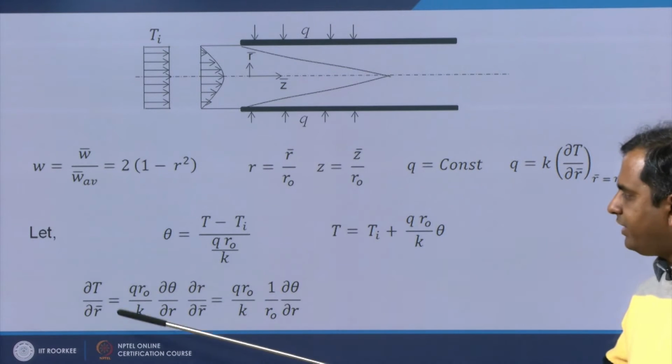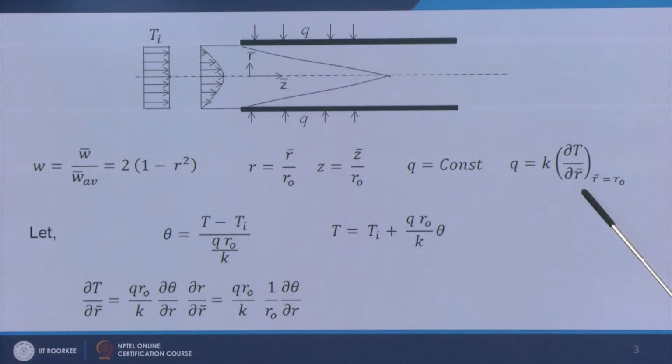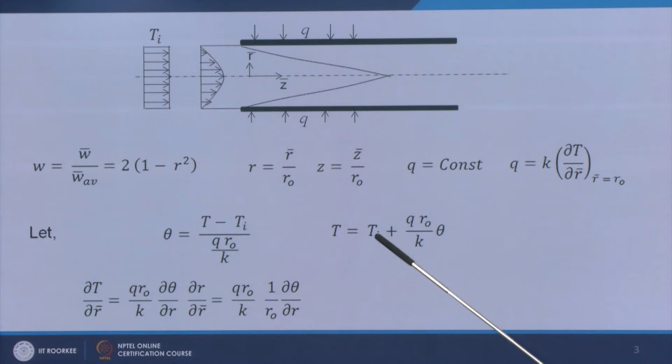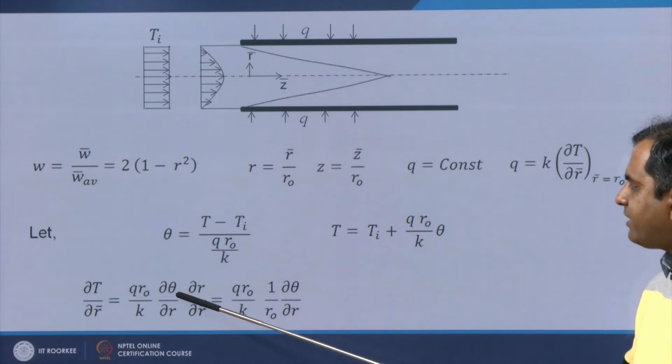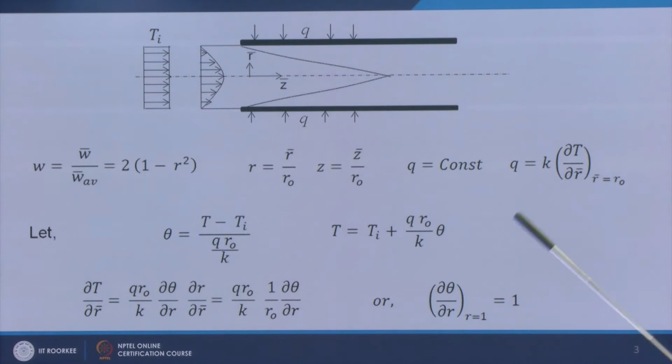Let us find the derivative of temperature with respect to r first, because we will require del T del r bar here. So del T del r bar becomes, now here q is constant and Ti is also constant, so this term goes to 0. Q r naught by k can be taken out, and then we have del theta del r into del r by del r bar. Del r by del r bar is actually 1 by r naught, so ultimately it becomes q by k del theta del r. From this and this we get del theta by del r at r equals 1 is equal to 1.